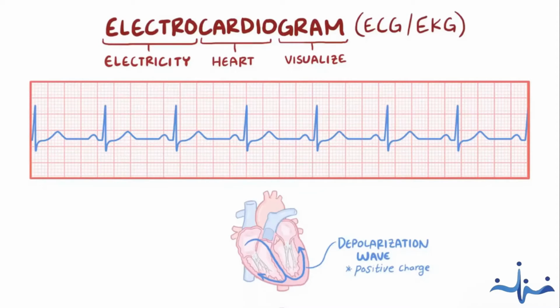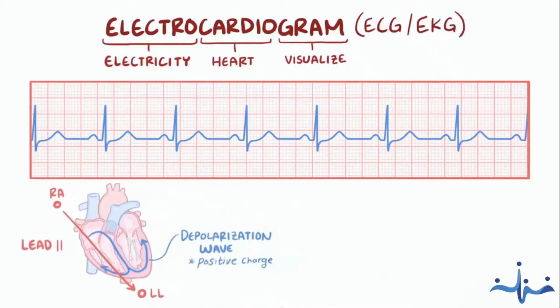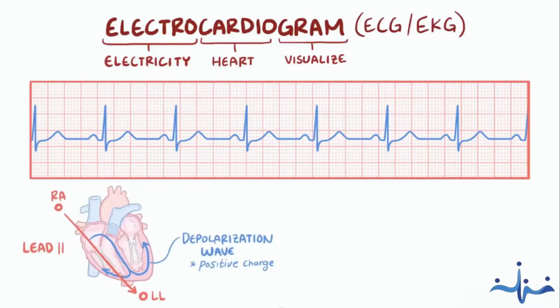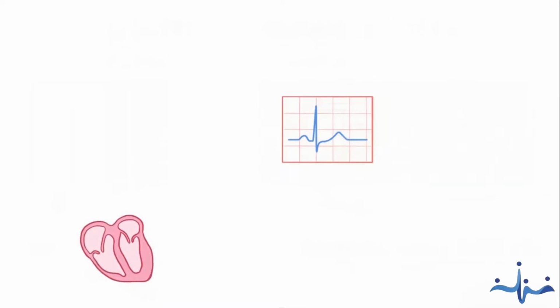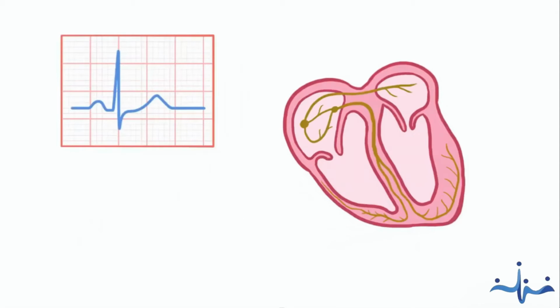This particular set of electrodes is called lead 2, for example, with one electrode on the right arm and the other on the left leg. So essentially, when the wave's moving toward the left leg electrode, you get a positive deflection, like this big positive deflection corresponding to the wave moving down into the left and right ventricles. To read an ECG, it's really helpful to first understand what a normal sinus rhythm looks like. To do that, let's look at a single heartbeat on an ECG, from the viewpoint of lead 2.